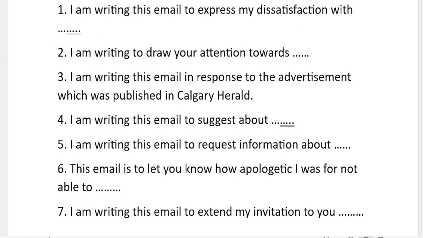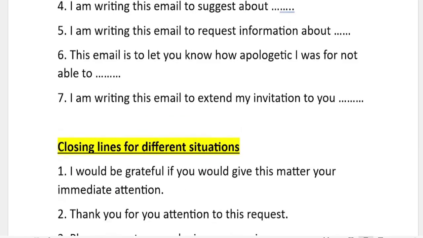So these are the different purposes for which you should be writing an email, and I have mentioned opening lines for each and every type of email. So make sure you write it down nicely and then you try to learn and start using.